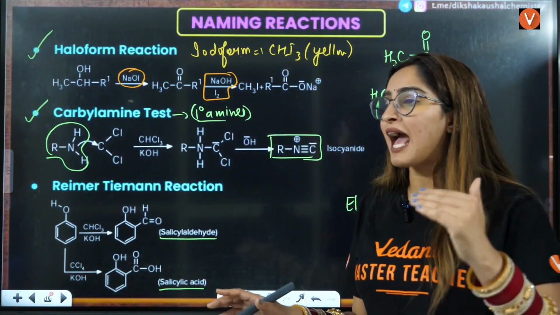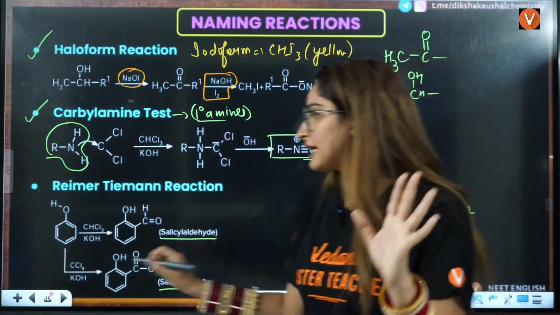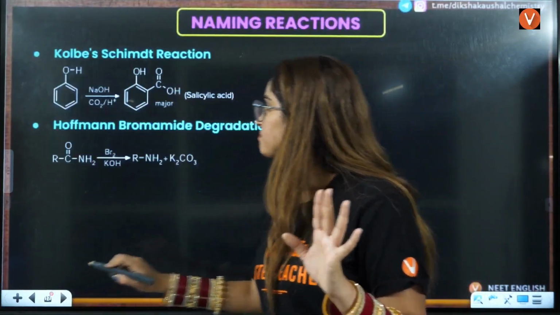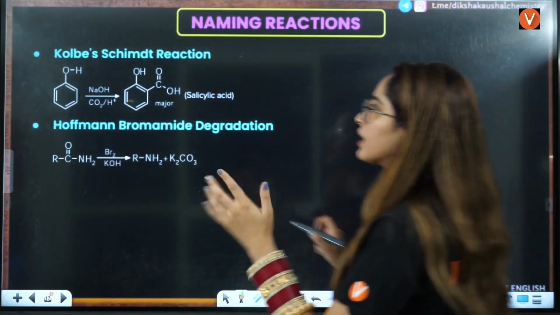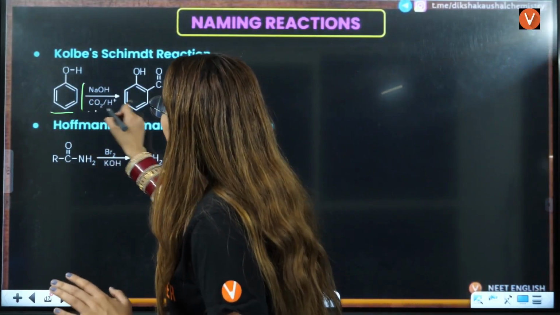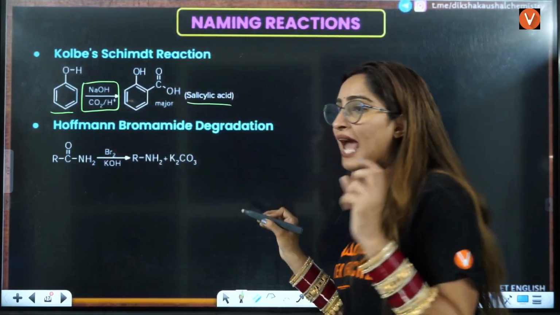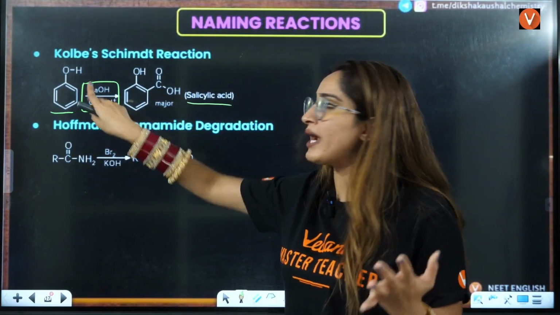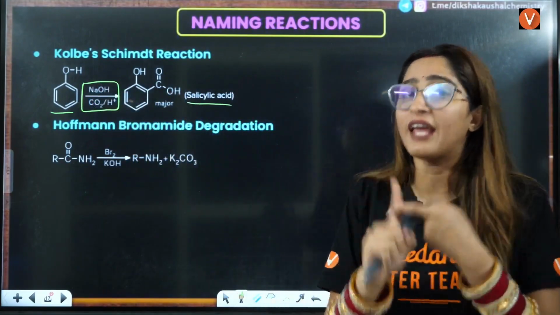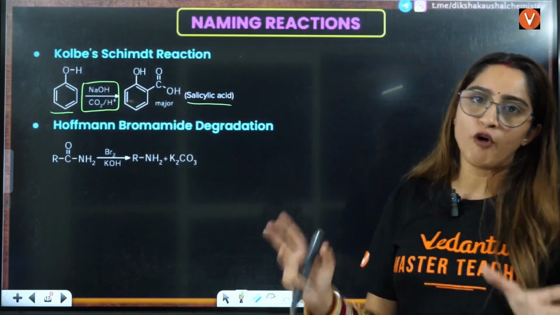For salicylic acid, we also have the Kolbe reaction that I'll show you now, right? So here you have phenol, but in this case, to get salicylic acid, the reagents are CO2 and NaOH. The difference is in the reagents, right? And the name of the reaction, okay?